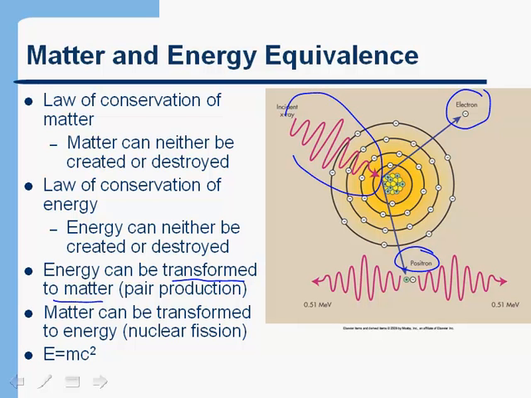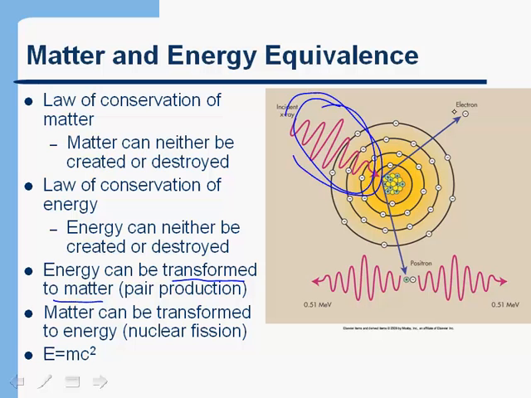And a positron is actually an antiparticle, it's an anti-electron. So in other words, energy in the form of a photon disappeared, and what came in its place were two particles. So energy is converted to matter.